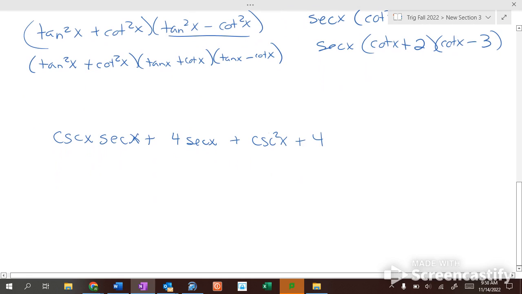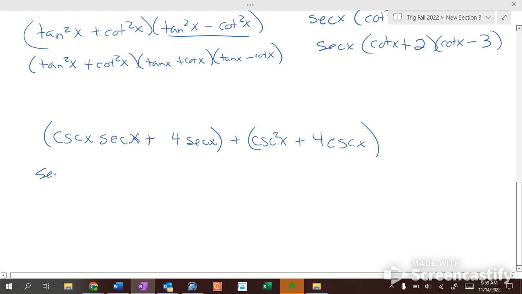Last one. We have 4 terms. Is there a greatest common factor I can take out? No. How do we do 4 terms? Well, you group them. Group the first 2 and the last 2. Okay? Anything I can take out of the first 2? Oops, I wrote this wrong. There, now it's written right.